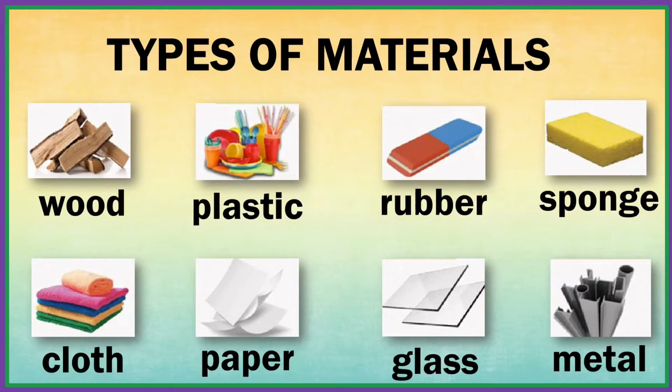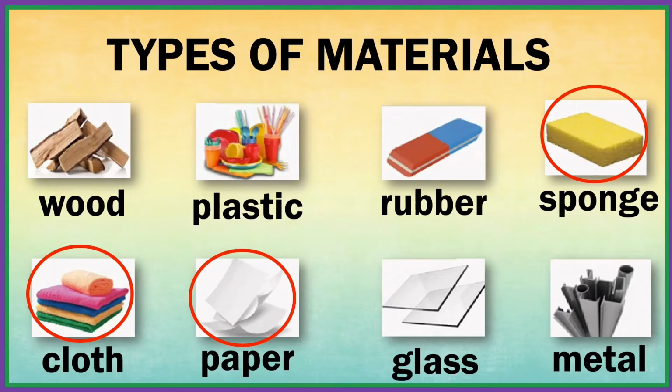Now again, let's take a look at the different types of materials: wood, plastic, rubber, sponge, cloth, paper, glass, and metal. Which of these types of material absorb water? So we can say that it is sponge. Sponge absorbs water. Next, we have cloth. Cloth is a type of material that absorbs water. Next, we have paper. Paper also absorbs water.